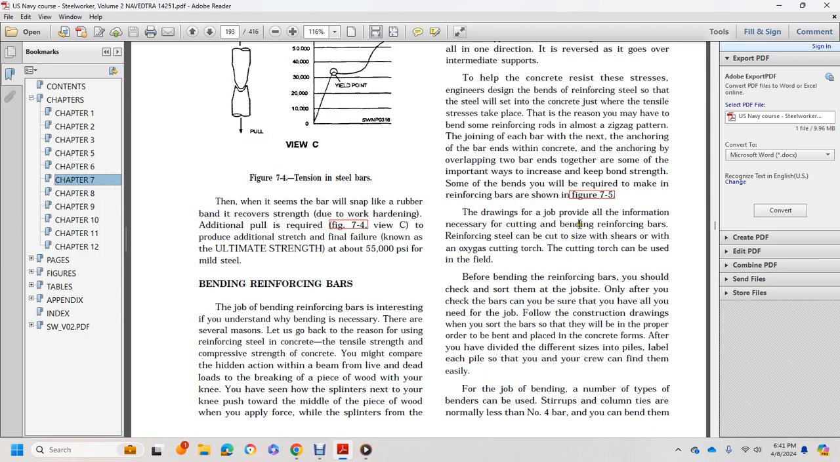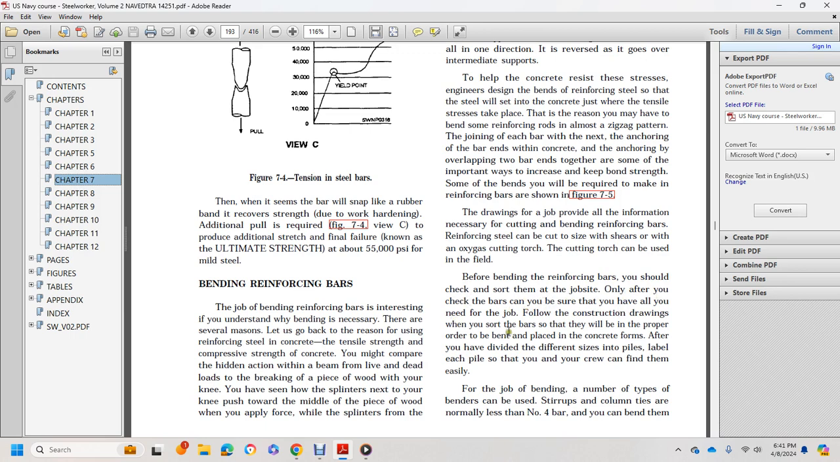The drawings for the job provide all information necessary for the cutting and bending of the reinforcement bars. Reinforcement steel can be cut to size with a shear or with an oxy-gas cutting torch. The cutting torch can be used in the field before bending of the reinforcement bars. Use the check set forth at the job site. Only after checking the bars can you ensure that you have all the needed steel for the job.